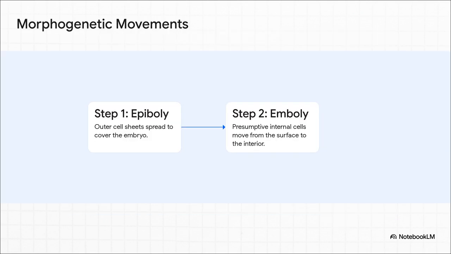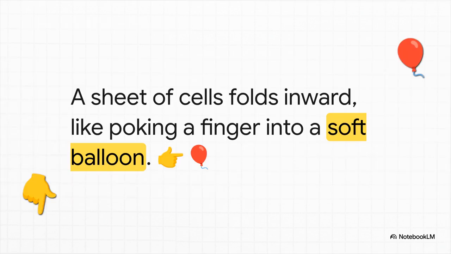Now, we can break this complex dance down into two main types of movement. First up, you've got epiboly. That's where sheets of cells on the outside spread out, kind of like they're stretching to cover the whole embryo. And second, you have emboli, where all the cells that are supposed to form internal stuff move from the surface to the inside.